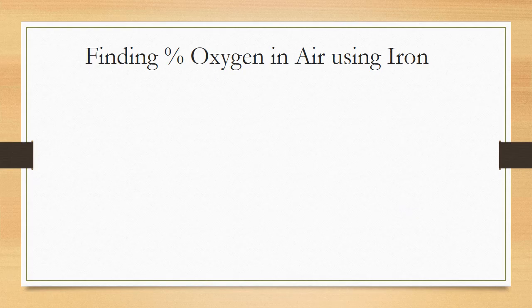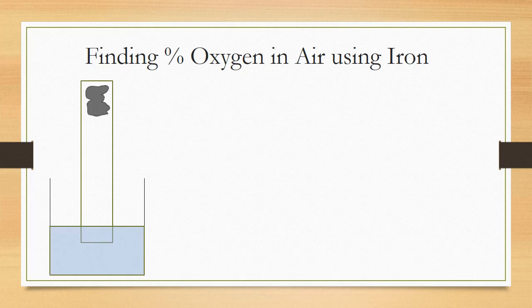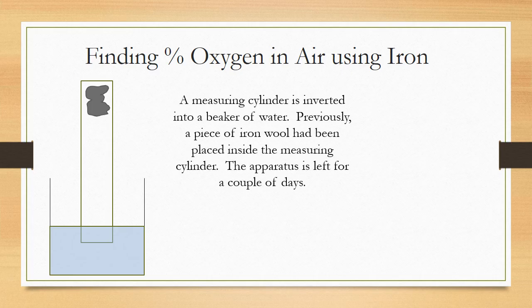So you can also find the percentage of oxygen in air using iron. We know from the reactivity series that iron is higher up than copper, so you do not have to heat it as we did with copper. From the diagram, you can put a measuring cylinder into water, and you bung a piece of iron at the top of the measuring cylinder, and you leave the apparatus for a couple of days. And I'm thinking we could probably do this in our science lessons.